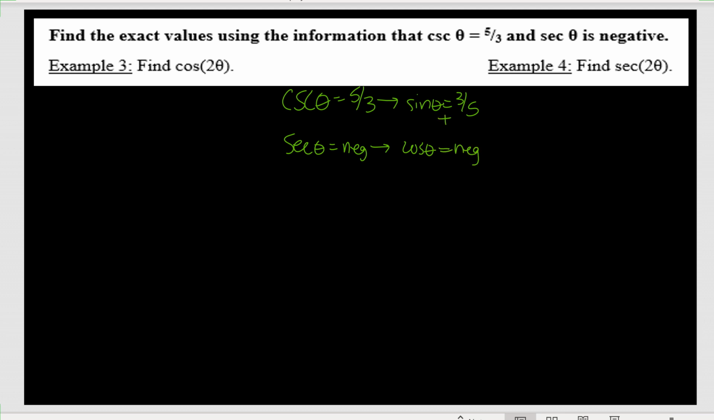So where is sine positive and cosine negative? That's exactly right. We are back in quadrant 2. So there's my theta. Sine is 3 over 5, opposite over hypotenuse. Therefore, this is a 3, 4, 5 Pythagorean triple. My cosine value is going to be negative 4 over 5. Cosine of theta equals negative 4 over 5.